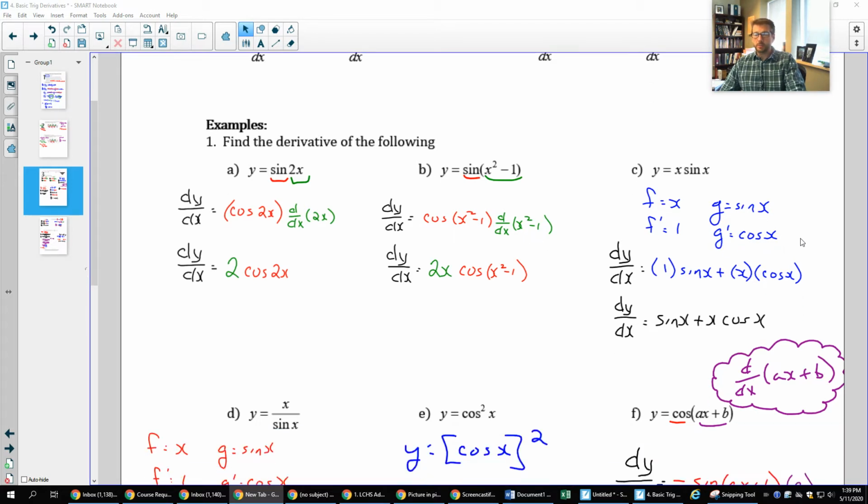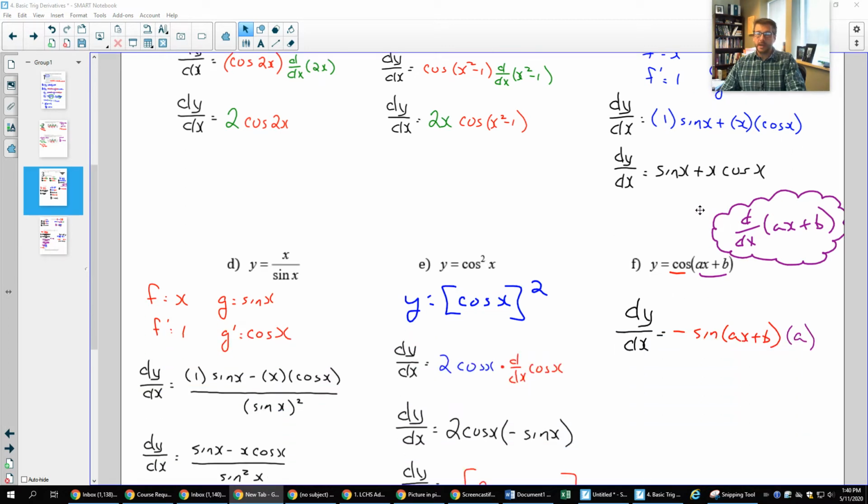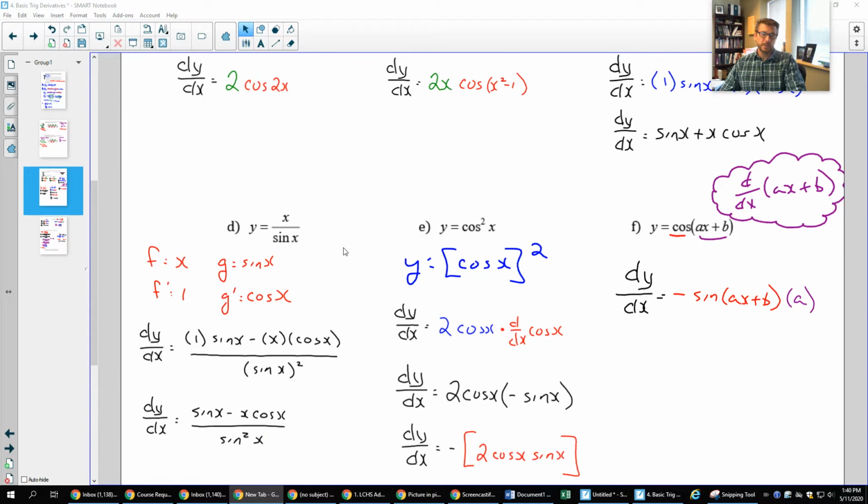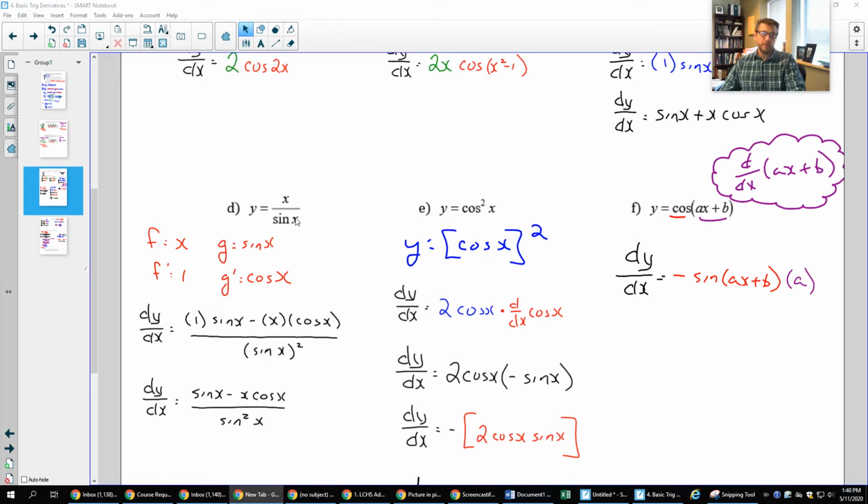Example C is just a product rule. Again, you've got x times sine x. So you use your product rule. What's f, what's g, what's f prime, what's g prime. Plug and simplify. And if you have product rules, you can have quotient rules. So again, quotient rule, top function, bottom function, apply the rules and then simplify.